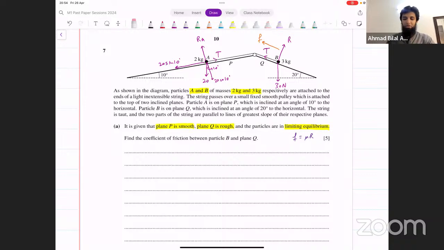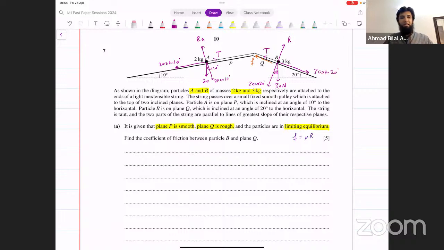All right. Now, these are all the forces acting on the particle B. Let's resolve these forces now. We've got weight acting vertically downwards. Let's resolve weight. What are the two components of weight? One is going to act in this direction. If this angle is 20, this angle here is also 20. So this component would be 30 cos 20. And down the plane, it would be 30 sin 20.